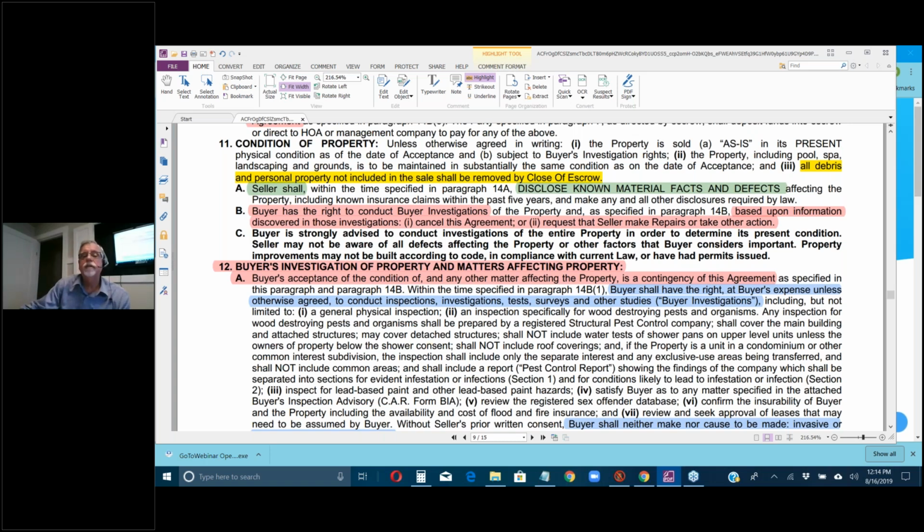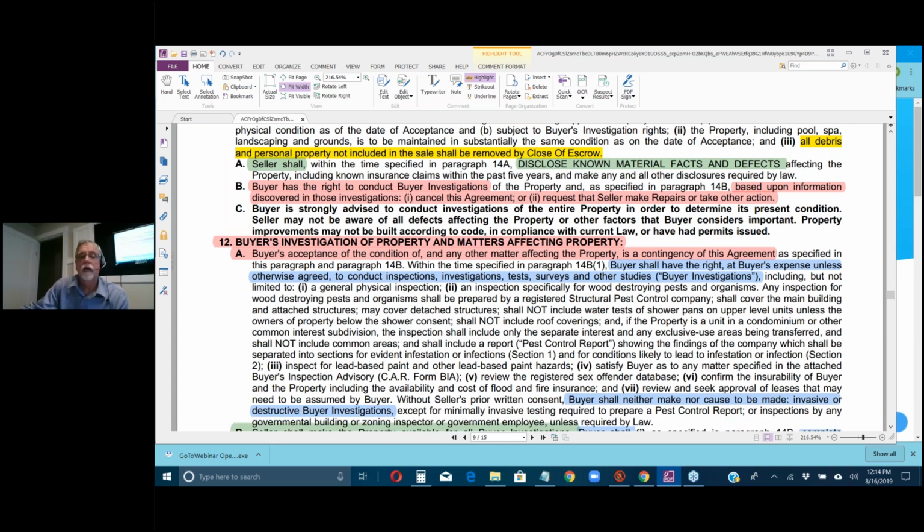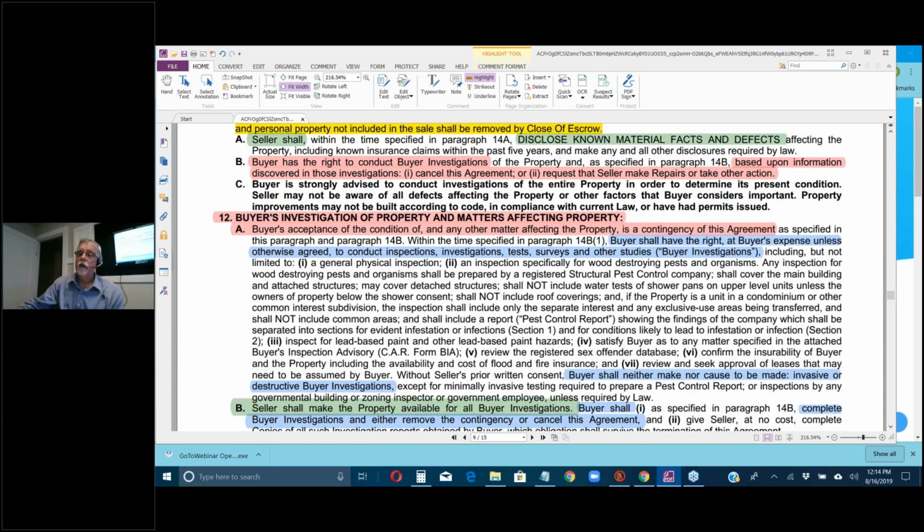Buyer's investigation of property and matters affecting the property. This first sentence is the most open-ended contingency in the contract. It says buyer's acceptance of the condition of and any other matter affecting the property is a contingency of this agreement. That is pretty open-ended, right? And any other matter affecting the property.